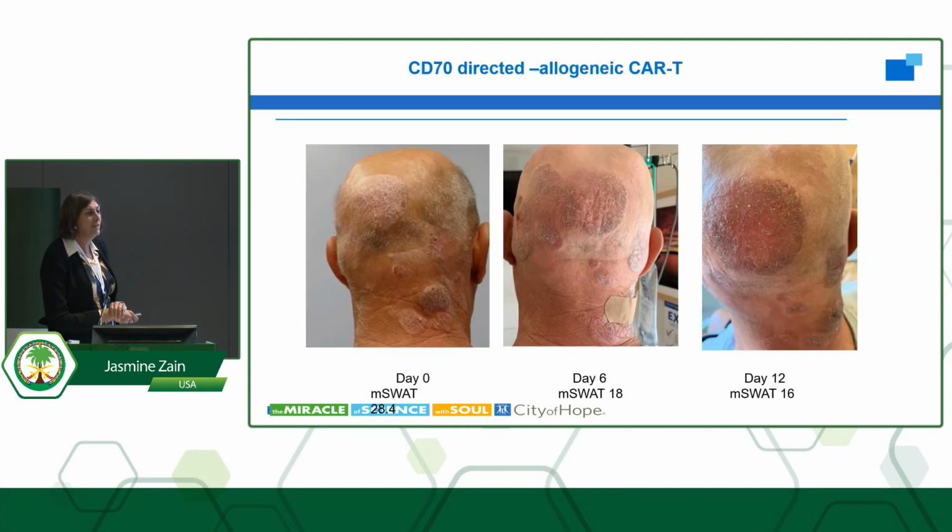I've been working on a CD70 CAR, an allo CAR that's currently in clinical trials. One of my patients who had cutaneous T-cell lymphoma, transformed disease, was treated with this CAR. It was very well tolerated, and as you can see, his tumor on the neck responded. He actually had a good response, eventually progressed, unfortunately.